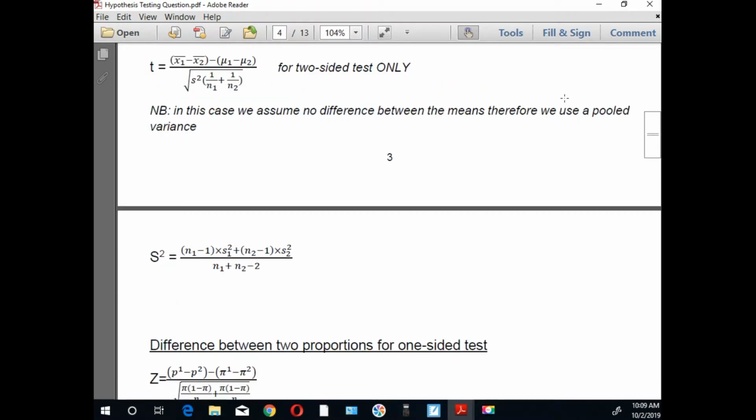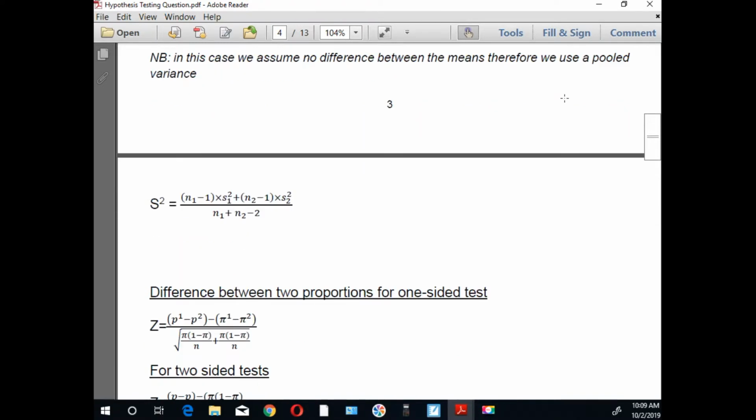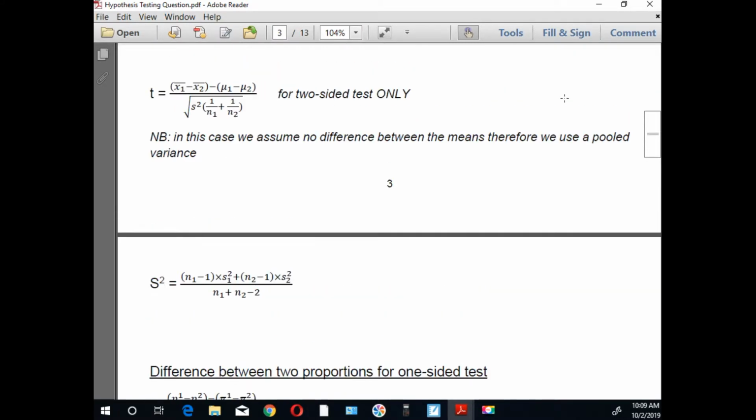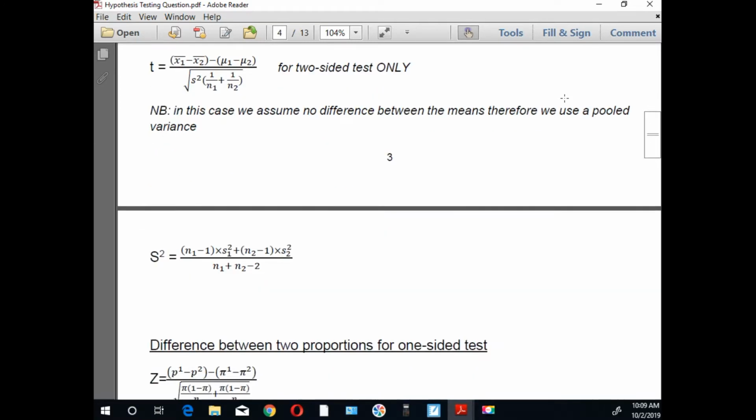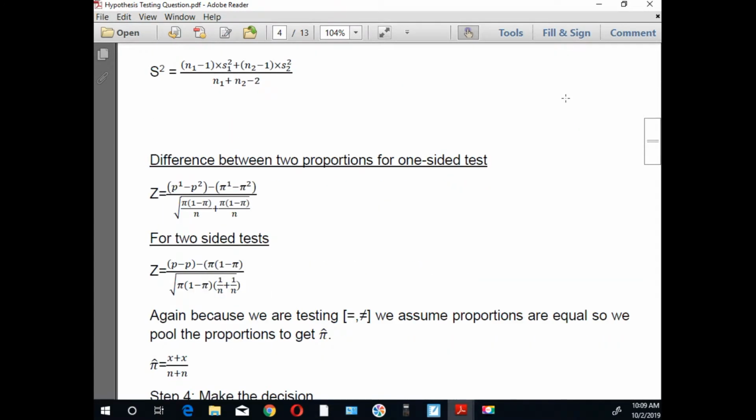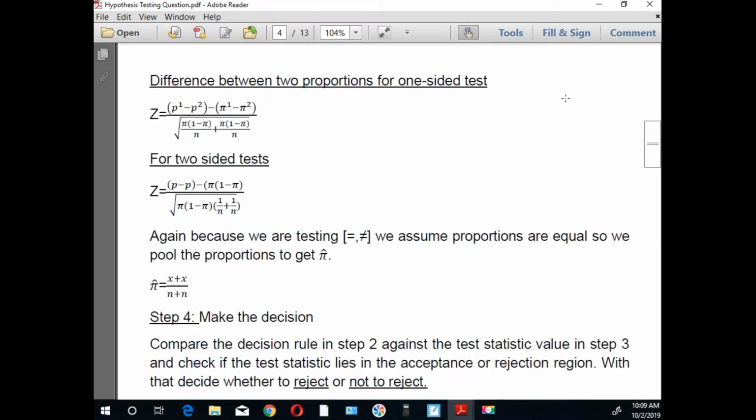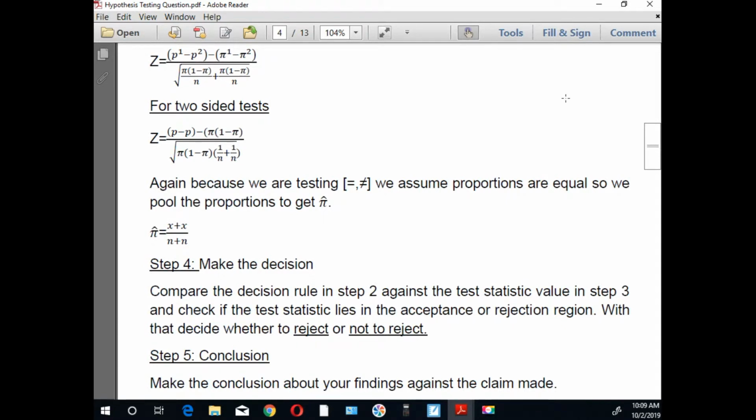We'll go back to all of them. And we'll talk about what is a pooled variance case, and we'll also talk about what is a non-pooled variance case. So all of those are the formulas for test statistics.